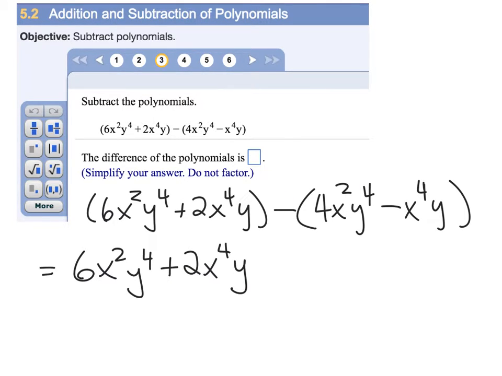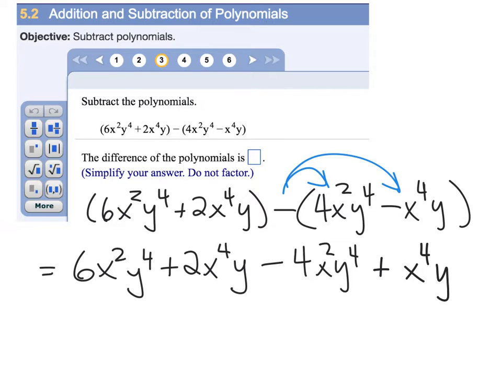But here we do have to distribute the negative sign. So this is a positive, but it becomes a negative. So that's negative 4x squared y to the fourth. This is a negative, but it becomes a positive. So it's plus 4x to the fourth y.